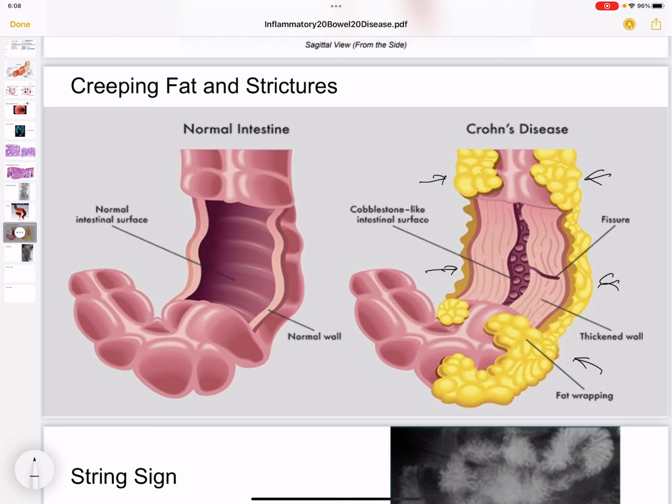Why don't we get this in ulcerative colitis? Well, fat reabsorption is not impacted in ulcerative colitis. Why? Because ulcerative colitis is confined to the large intestine. That's not where most of the fat reabsorption occurs. It occurs in the intestine. Because ulcerative colitis leaves the intestine alone, we don't get this fat buildup around the intestinal wall.